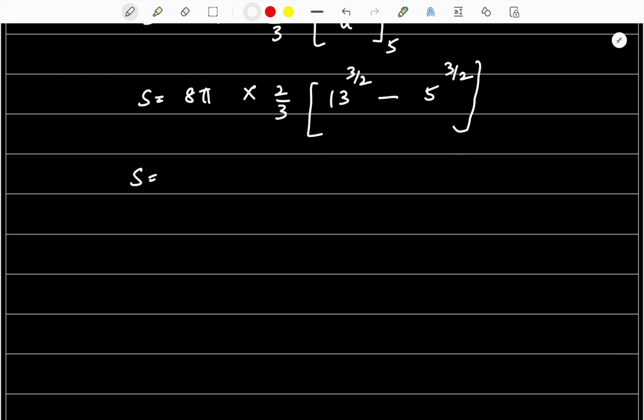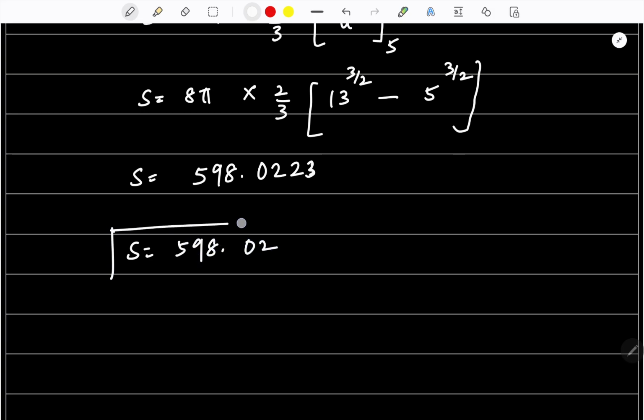8 pi multiply by 2 by 3 bracket open 13 to the power of 3 over 2 minus 5 to the power of 3 over 2. Yes. Which is equal to 598.0223. Okay. So you can write S is equal to 598.02. Also square units, keep in your mind. Okay. Right. But we are not worried about the units, so you have to give this answer, right?